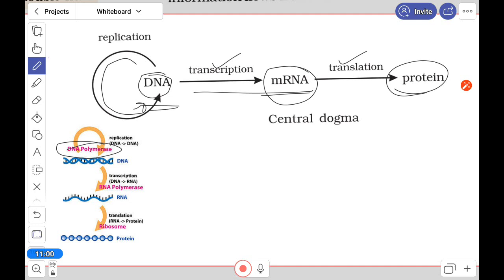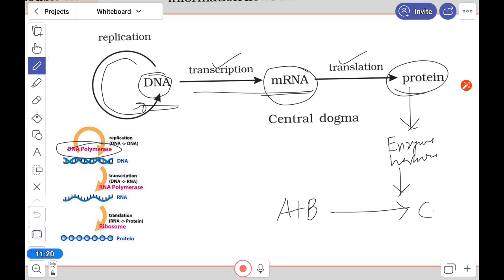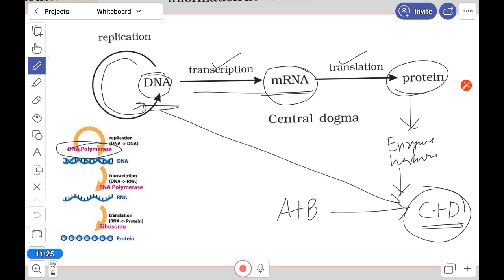I want to add a little bit here that this protein acts as an enzyme, a hormone, and it regulates biochemical reactions, where suppose A plus B is the raw material and the product or character is C plus D. So DNA can make that character. So these are the raw biomaterials which are present in our body. So this concept is the central dogma.